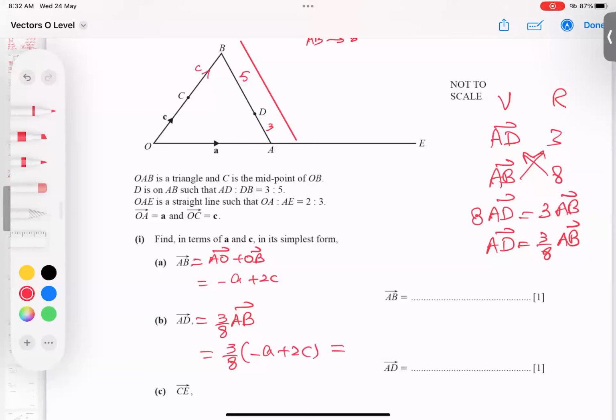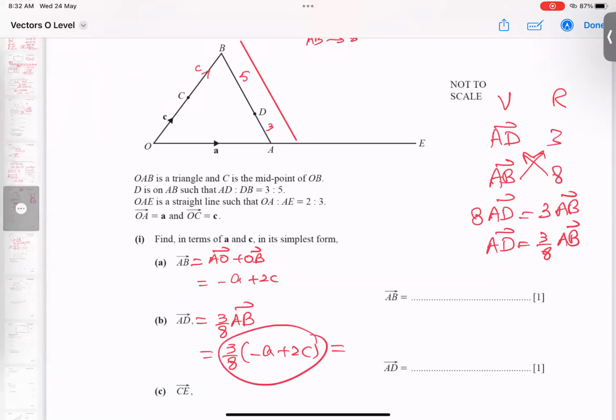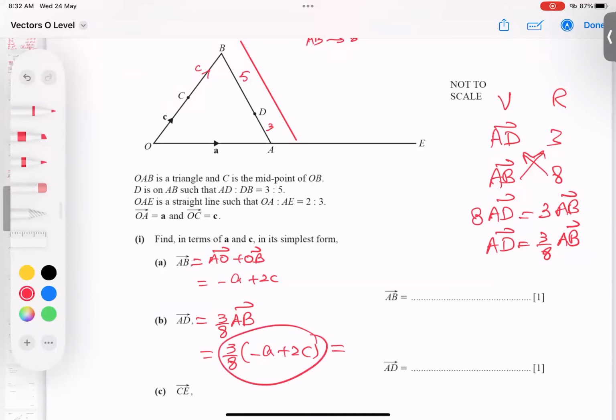He said simplest form, so we have to expand it. Expanding, you know, is where you just multiply inside. This answer is also correct, but if you write the other way, it means you multiply inside to make it easy. So negative 3 by 8 times A, and 2 4s are 8, so 3 by 4 times C. I believe this point is also clear.